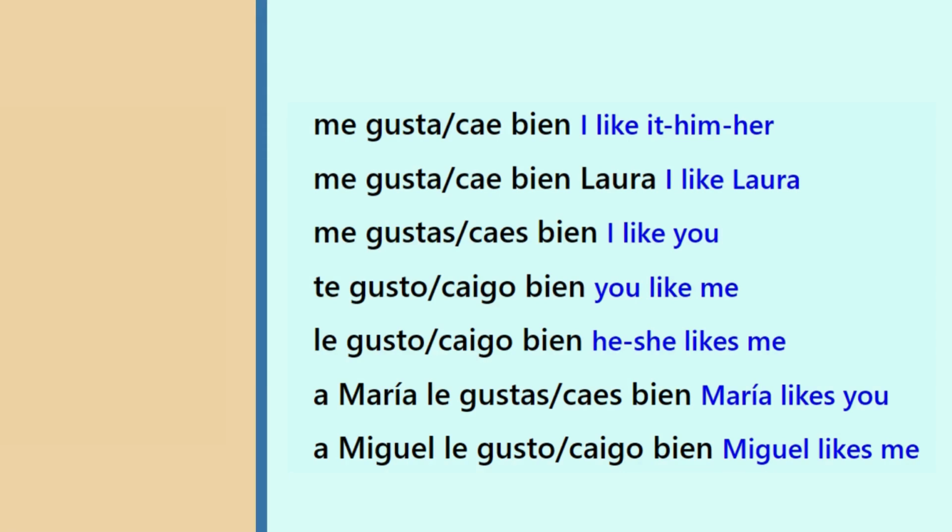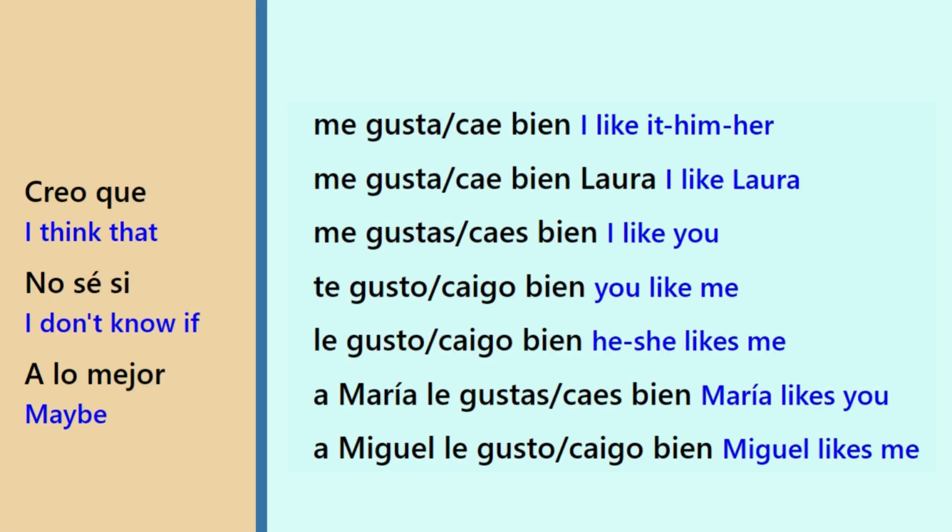And let's look at the starting bit of our sentence. So, creo que, I think that. Creo que. In English, we might just say, I think he likes me. In Spanish, you have to say, I think that he likes me. I don't know if. No sé, I don't know. No sé si, I don't know if. And a very common phrase, a lo mejor. A lo mejor, maybe.